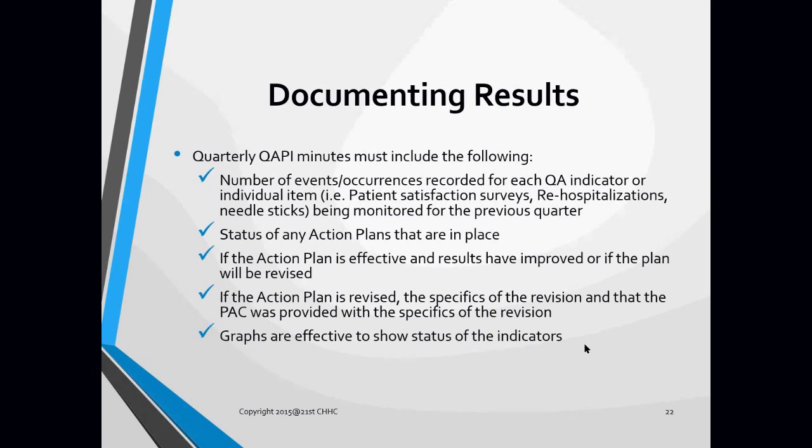Also in the minutes, there would be a status of the action plan, and this would be in the form of either it was effective for the quarter as evidenced by whatever that is, less falls, less needle sticks, no infections, or the plan was not effective, and how that plan is going to be revised, and that the revised plan will be forwarded to the PAC committee for implementation.